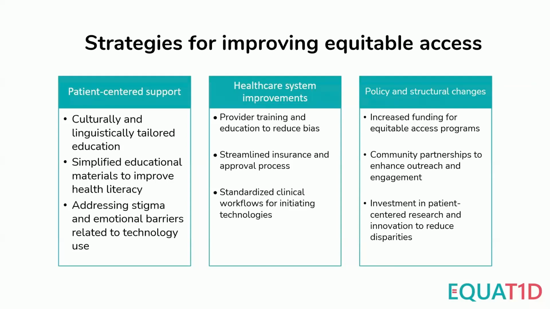And then the third category would be at a higher level, so policy and structural changes beyond just the healthcare provider level. That's increased funding from the government for equitable access programs, community partnerships to enhance outreach and engagement with people living with type 1 diabetes, and investment in patient-centered research and innovation to reduce disparities.